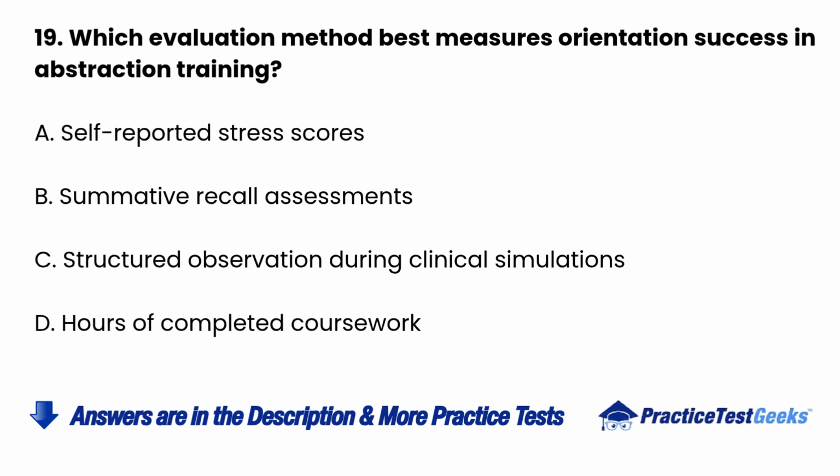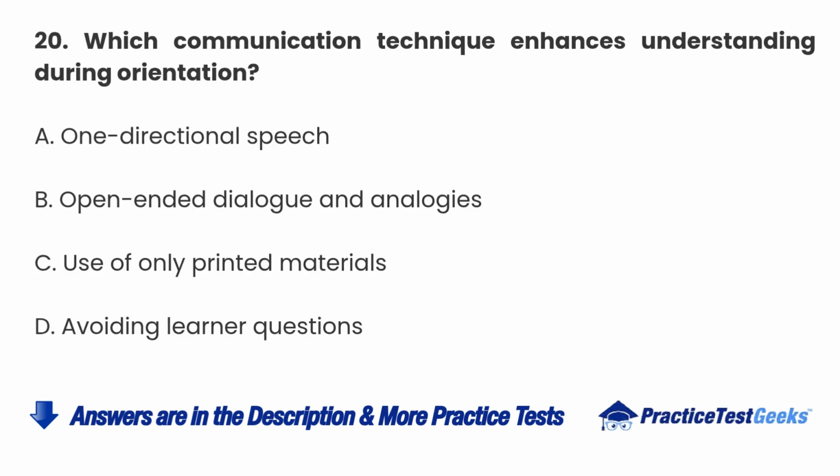19. Which evaluation method best measures orientation success in abstraction training? A. Self-reported stress scores. B. Summative recall assessments. C. Structured observation during clinical simulations. D. Hours of completed coursework.